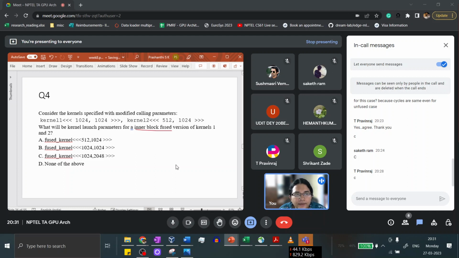So now going back to question 4, right? We were in question 4, yes. So now your threads becomes 1024 plus 1024, 2048, and your blocks becomes max of 1024 comma 512, which is 1024, and that's your option C. Hope this is easier to understand and remember now.